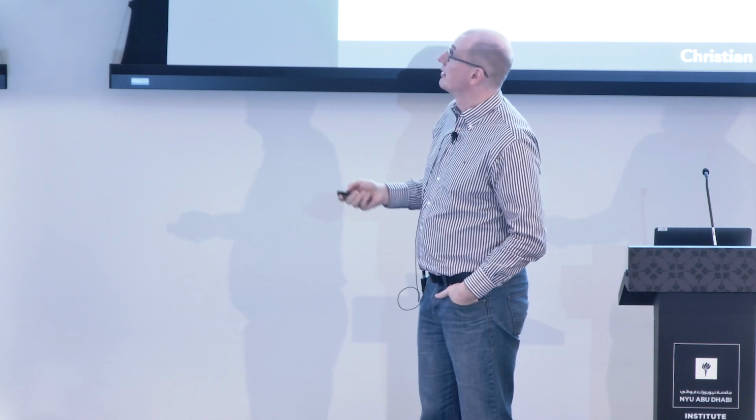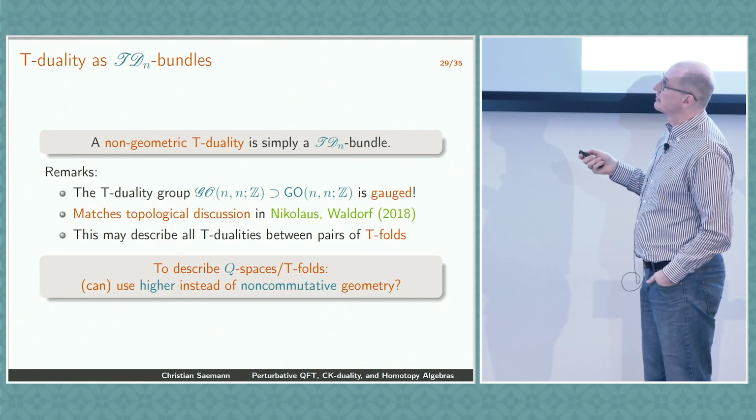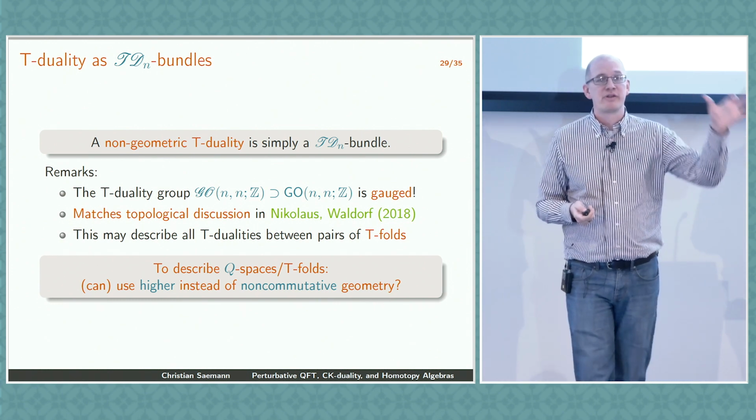Okay, and then T-duality, our proposal is the following. T-duality involving general T-folds on both sides is nothing but a TDN bundle. Right? So non-geometric T-duality is simply a TDN bundle. Yeah, and the interesting thing is then the T-duality group actually becomes gauged. Right? It doesn't introduce new connections because, of course, it's a discrete group. Right? There's no new connections. But it does appear in the transition functions, how things are glued together.